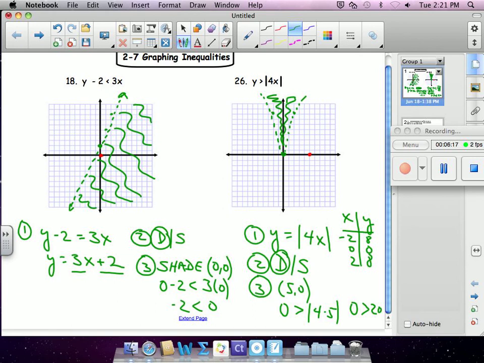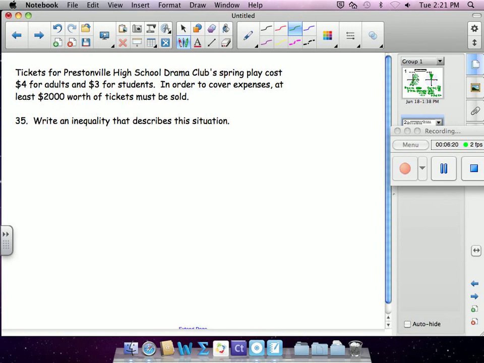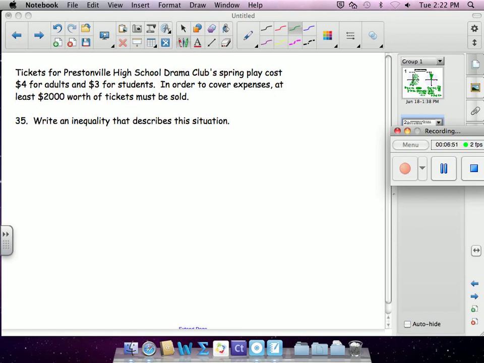Last but not least, you're going to see some story problems, like number 35. The situation here is that tickets for Prestonville High School Dramas Club Spring Play cost $4 for adults and $3 for students. In order to cover expenses, at least $2,000 worth of tickets must be sold. Our job is to write an inequality that describes this situation. So if we can't come up with an equation for 35, we're not going to be able to graph or solve it. So that's what we're going to focus in on here.